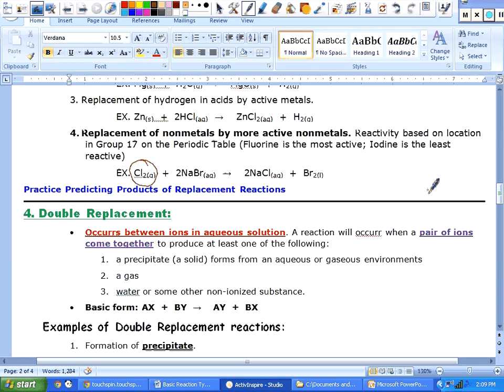Now, why is there a 2 beside bromine? It's a diatomic. But you have to know the 7 of them. You have to know those 7. You want to write them down there at the bottom?